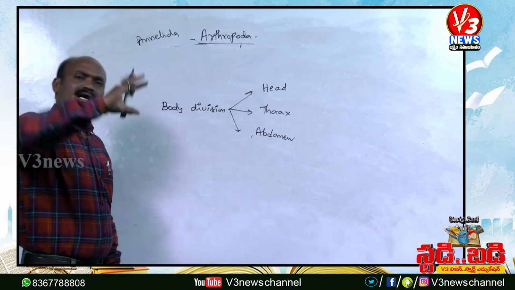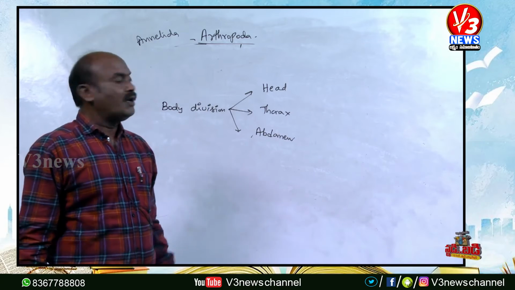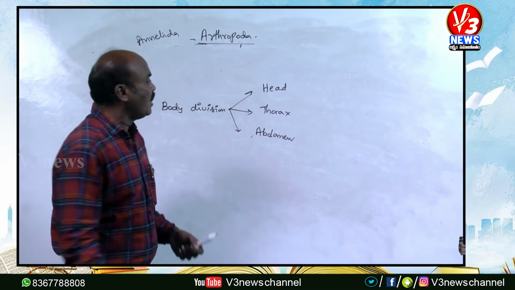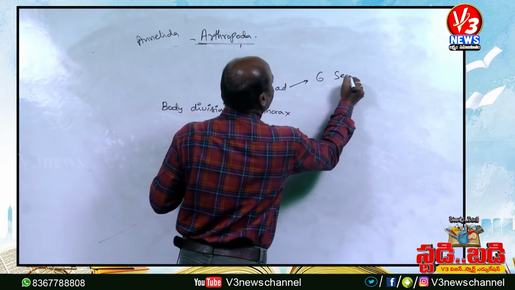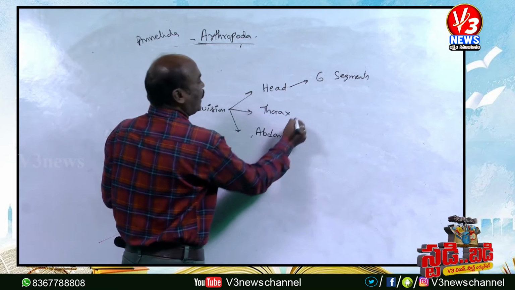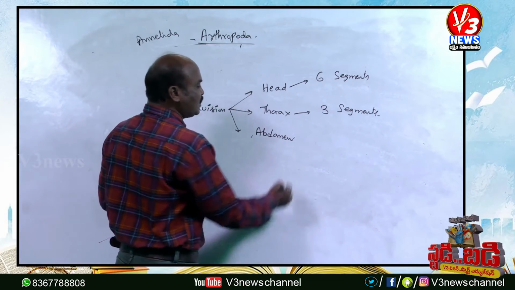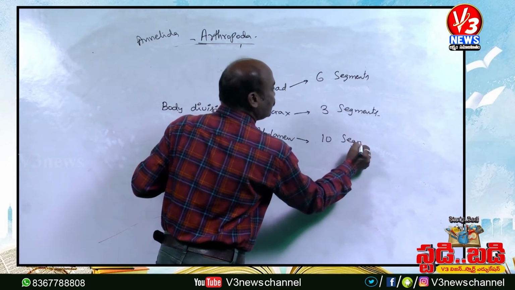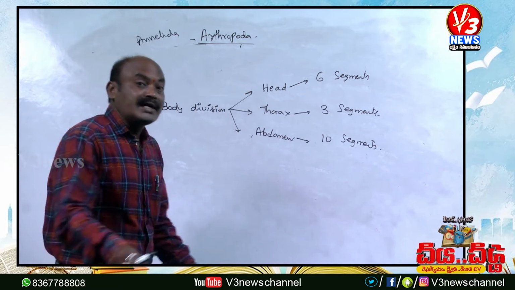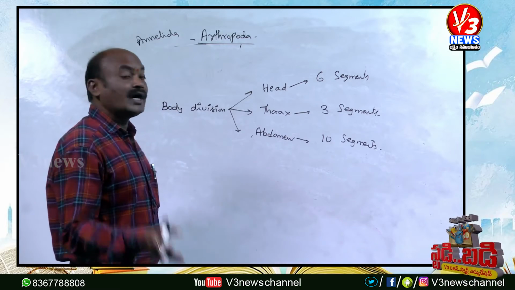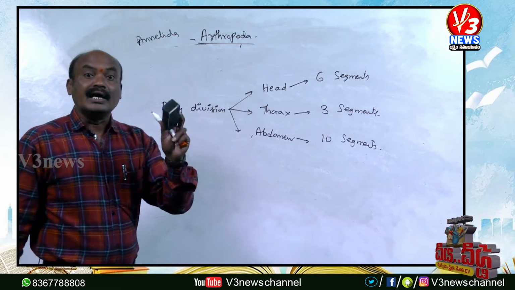Like annelids, arthropods are also segmented animals. Structurally, the head is formed by the fusion of 6 segments, the thorax with 3 segments, and the abdomen in the adult stage has 10 segments, whereas in the juvenile, larval or embryonic stage, there are 11 segments. So this is about the body division.